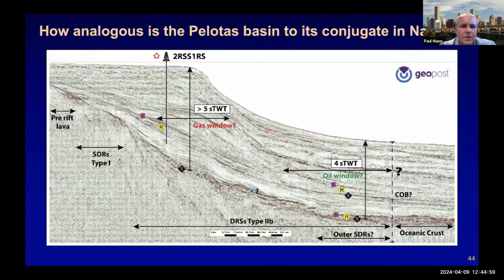And one question to ask is how analogous is the Pelotas Basin to its conjugate in Namibia? They have some similarity. Like the Kudu gas field, there's a gas discovery up on the shelf. There haven't been deepwater wells in this part of the Pelotas, but possibly oil if it's similar to the Namibia analog.